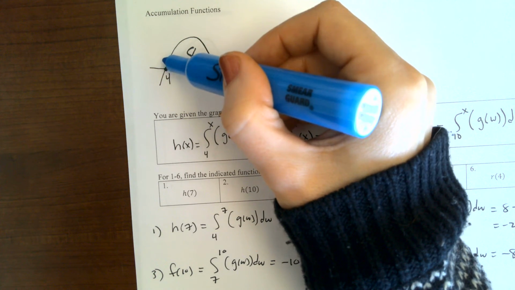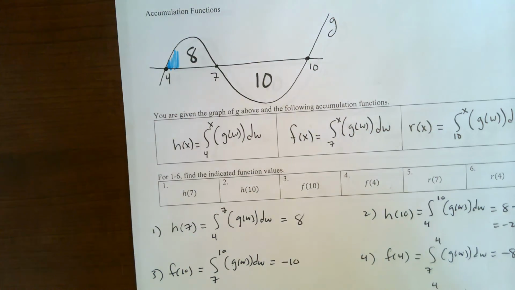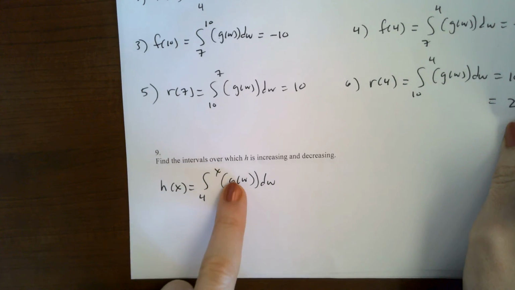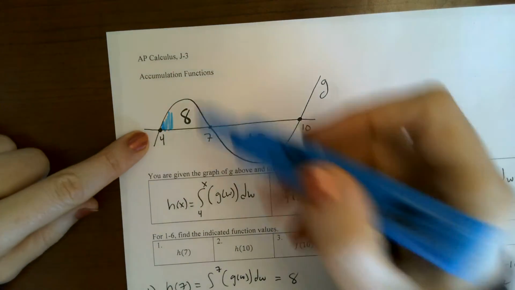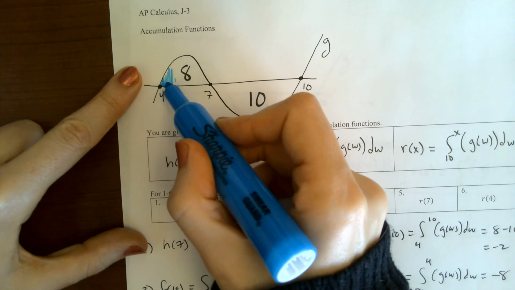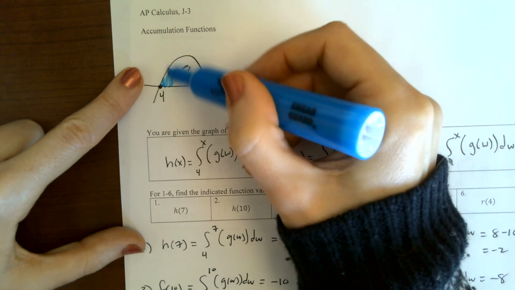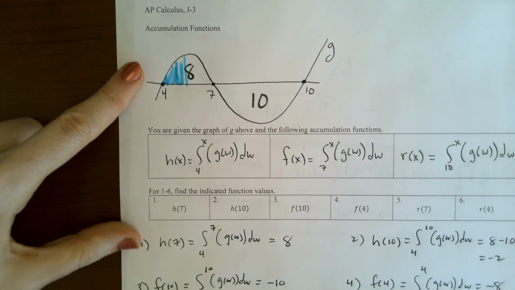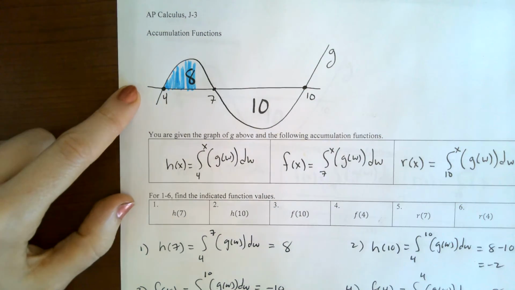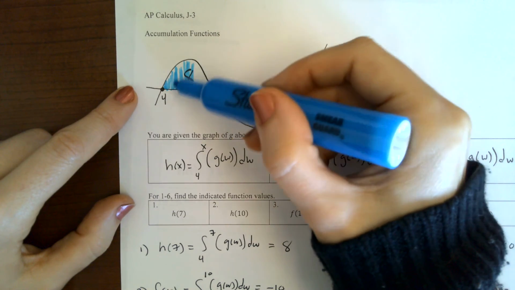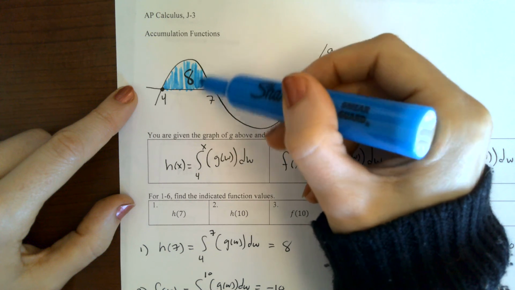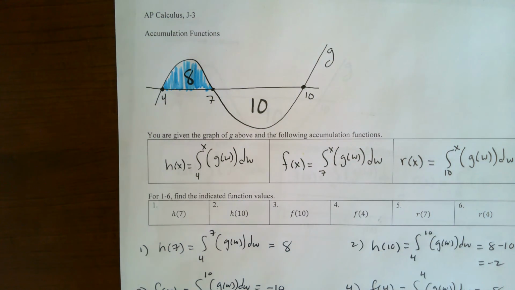If x is 5, the value of h, so h of 5, would be positive, because it'd be this positive blue area. And then as you plug in more and more x's to the right of 4, you're just accumulating. That's why it's called an accumulation function. You're accumulating more positive area. So as my x value moves closer and closer to 7, I'm still accumulating this positive area.